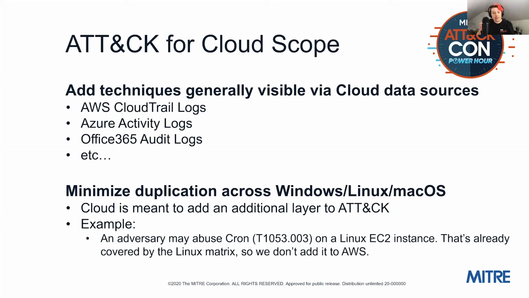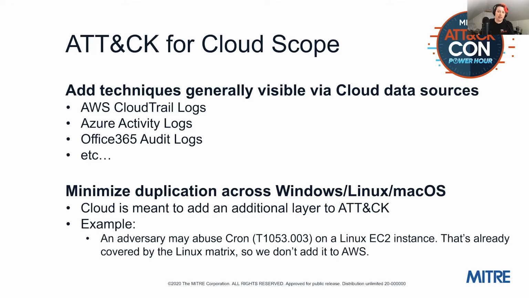To think of it in the opposite way, the cloud matrices generally don't contain techniques that only the cloud service providers would have visibility into. We might find that there are exceptions to this over time, especially when it comes to SaaS providers. But for the most part, this is what we're scoping for. And then additionally, when we scope cloud techniques, the team works to minimize the duplication of techniques in cloud across those found in the Windows, Linux, and macOS matrices.